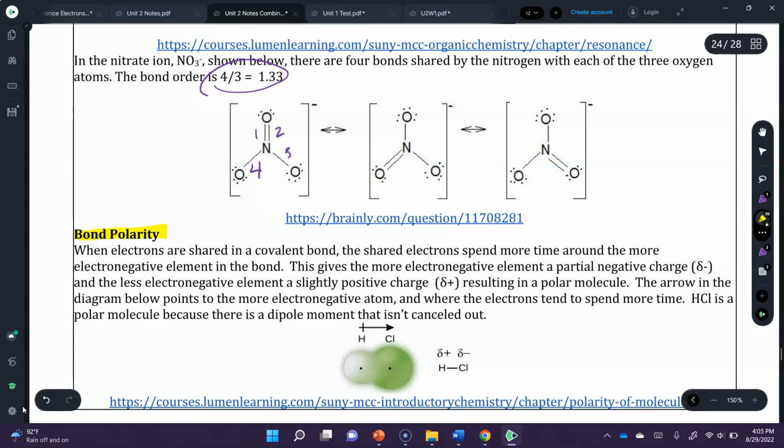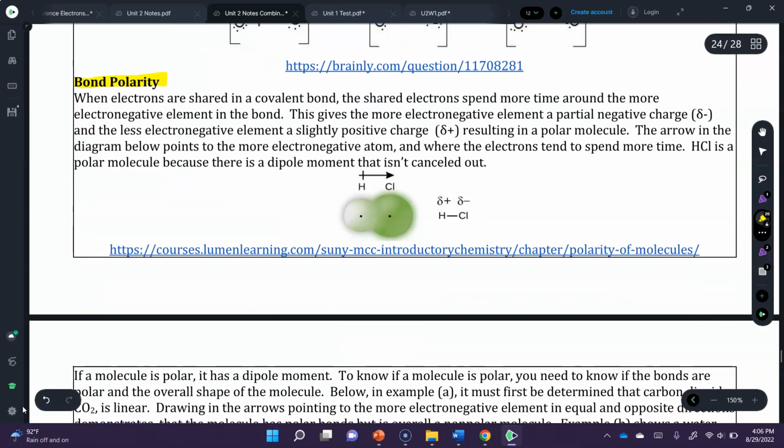Also adding on to this is bond polarity, because these are all tied into Lewis structures and VSEPR theory. We use all of these together. When electrons are shared in a covalent bond, the shared electrons spend more time around the more electronegative element. This gives the more electronegative element a partial negative charge, and the less electronegative element a slightly positive charge. This can result in a polar molecule if those dipoles in the bonds don't cancel out.